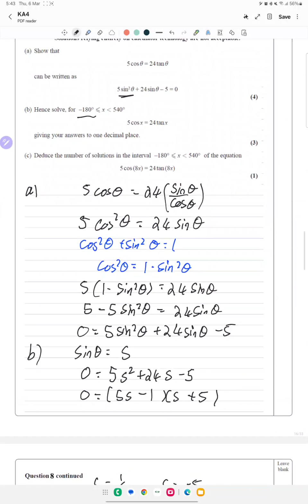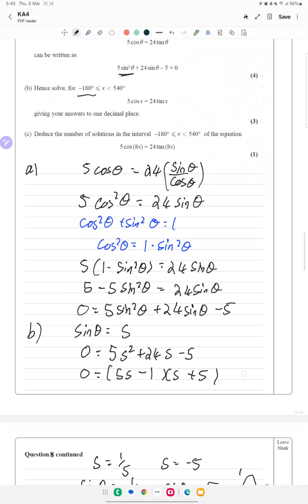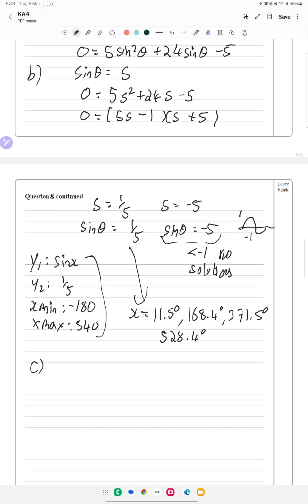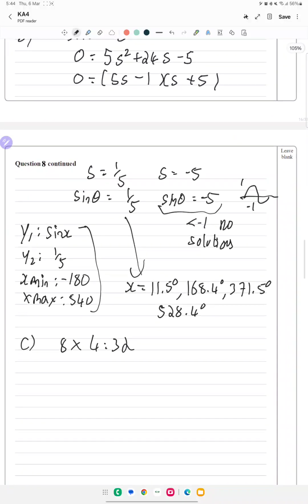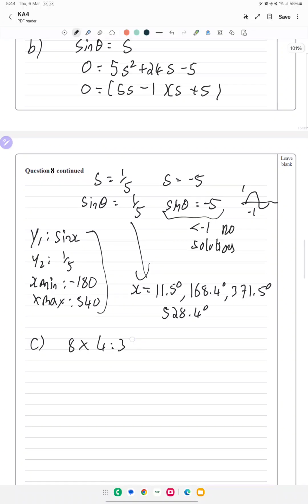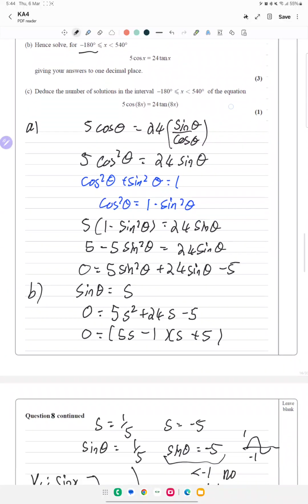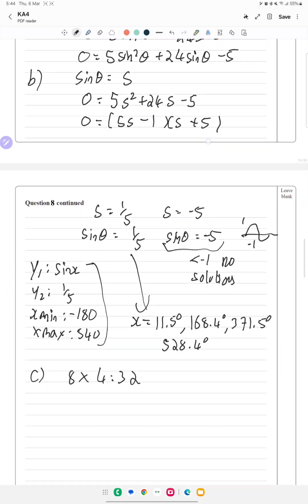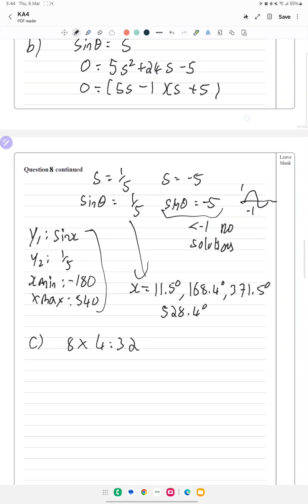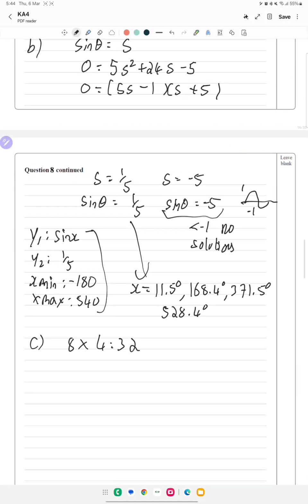So part C needs you to be quite aware of the graph. So we've got to deduce the number of solutions in the interval when we've got 8x in there now instead. Now that's going to multiply our interval by 8. So the easy way is to go 8 times 1, 2, 3, 4, going to be 32. A different approach would be to just plot it. If you plotted the extra interval with 8 times the range and counted how many solutions there would be, you get 32.